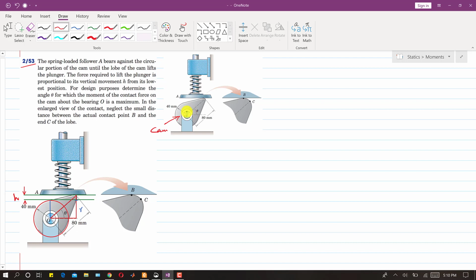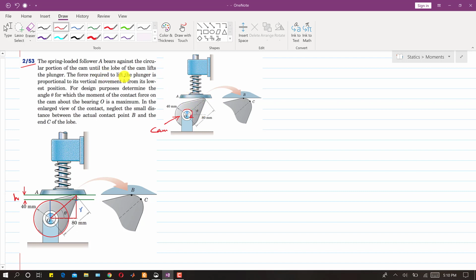So when this cam rotates like this, it will move this piston up and down. It will oscillate this piston, or this plunger, up and down, right? In this problem it is said that the spring loaded follower A, the name of this plunger is A, bears against the circular portion of the cam until the lobe of the cam lifts the plunger, right? So it remains in contact with this lobe. This portion of the cam is called the lobe, right?